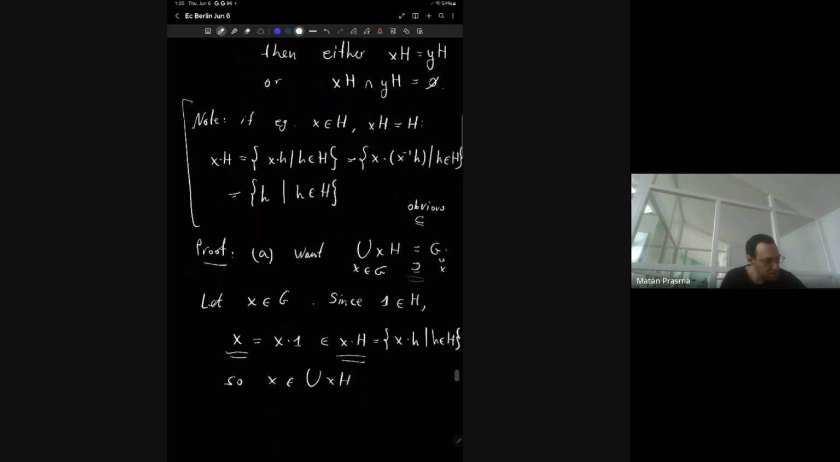I guess x here is a bit confusing, maybe we do it like this: the union of all tH where t is in G. Okay, so this is one direction, this is the easy direction.